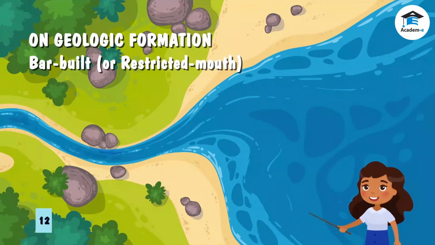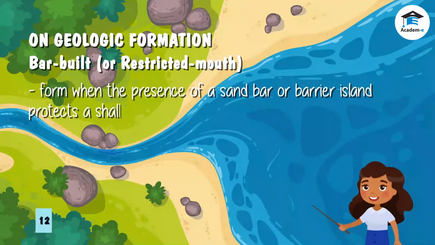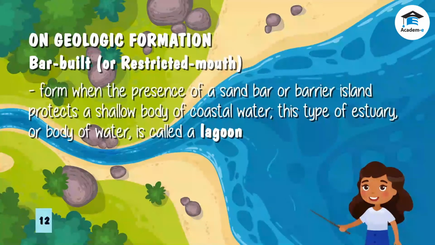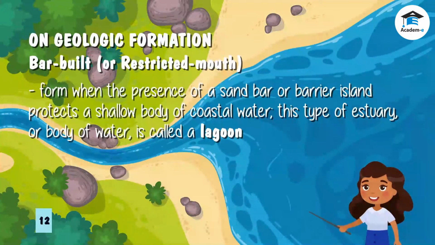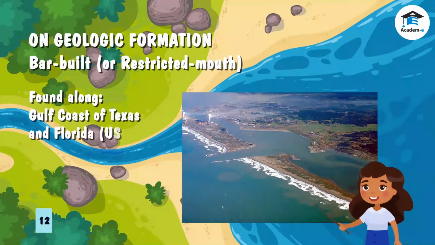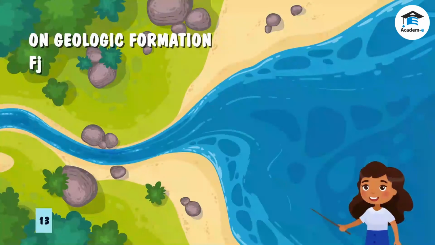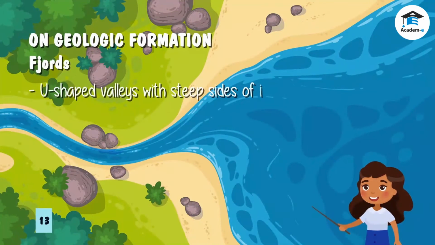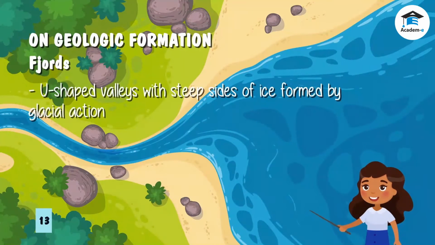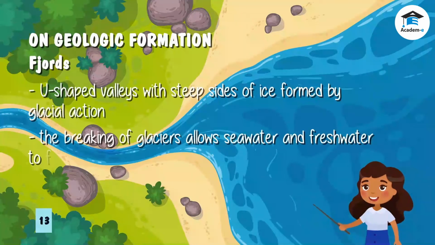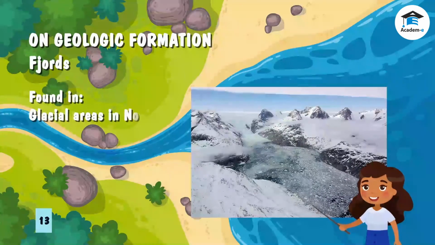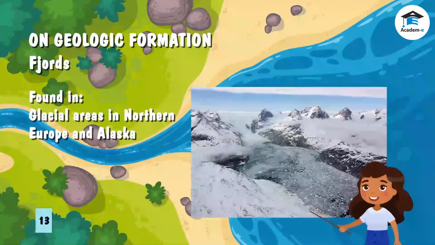Bar-built, or restricted mouth, estuaries form when the presence of a sandbar or barrier island protects a shallow body of coastal water. This type of estuary, or body of water, is called a lagoon. Examples of these are found along the Gulf Coast of Texas and Florida. Fjords are U-shaped valleys with steep sides of ice formed by glacial action. The breaking of glaciers allows seawater and freshwater to fill the valley. They are found in glacial areas in northern Europe and Alaska.